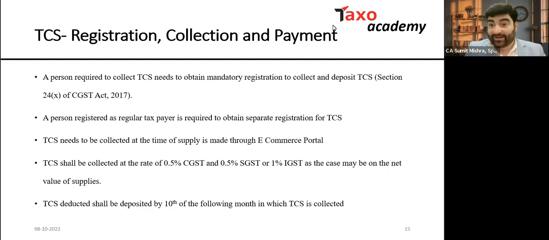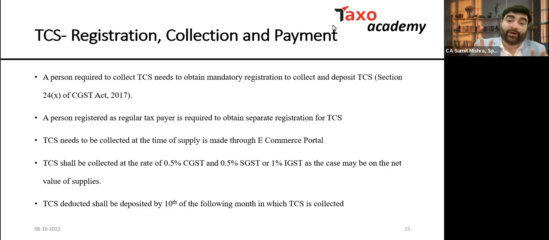How much TCS? If it is intra-state, meaning the supplier is located in the same state where the e-commerce operator is, it has to collect 0.5% CGST and 0.5% SGST. And if the supplier is located in a different state, it has to collect TCS of 1%.